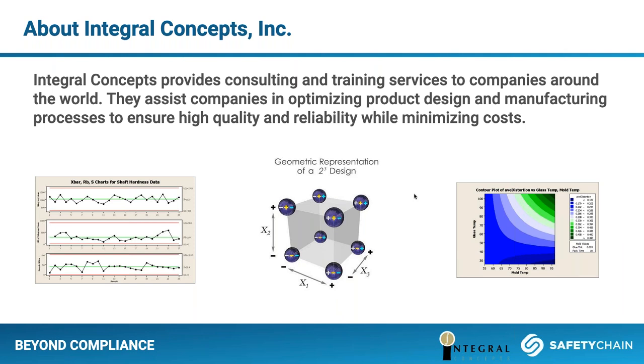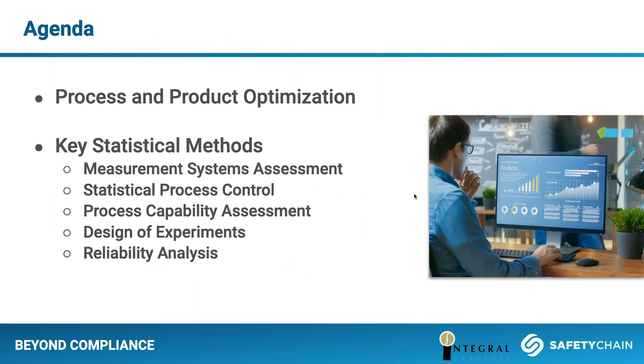So what I want to do is give you an agenda here. We're going to talk about process and product optimization and some of the key statistical methods that we typically use. First and foremost, measurement system assessment. We rely on data to make predictions about how products are going to perform and to make all kinds of assessments and decisions. And if we don't have good measurement systems, our data isn't reliable, and that's going to be a problem. So we start with that.